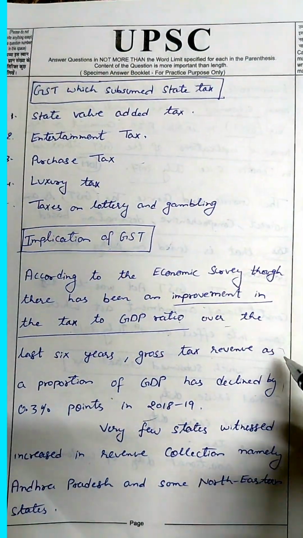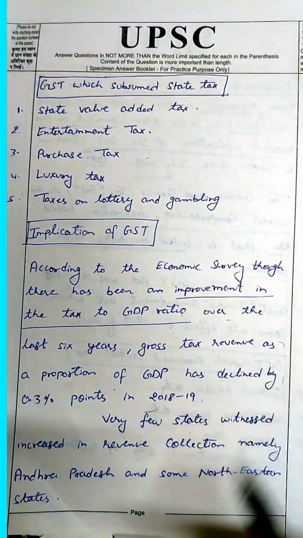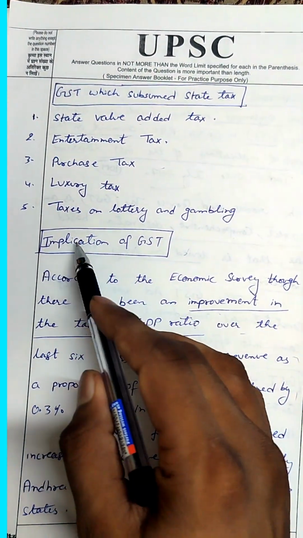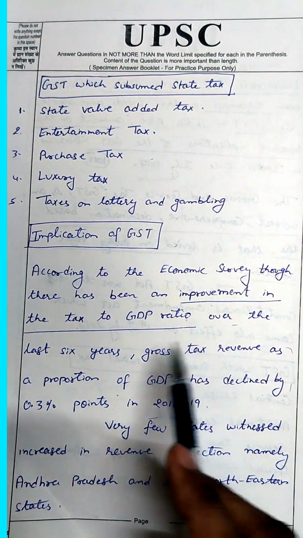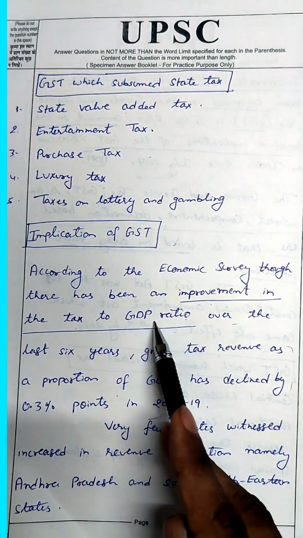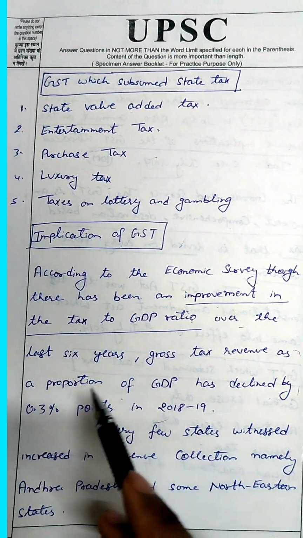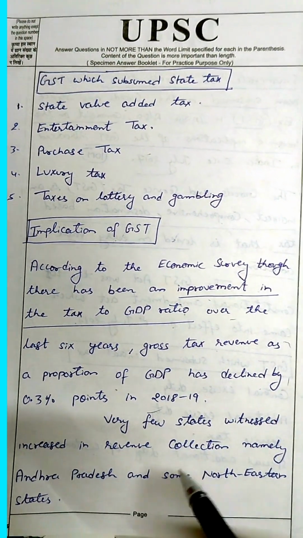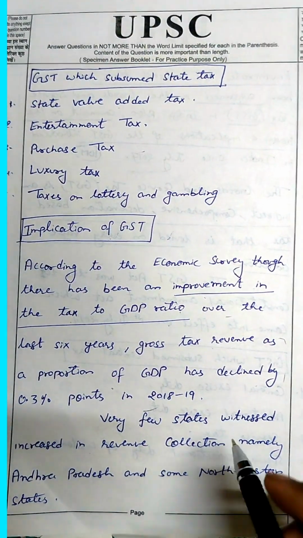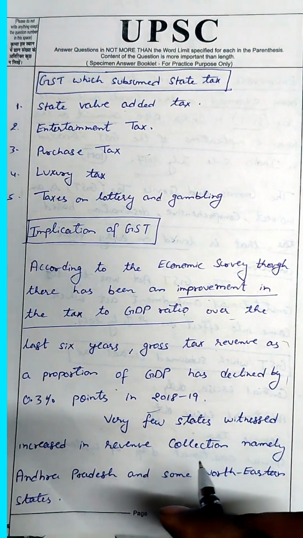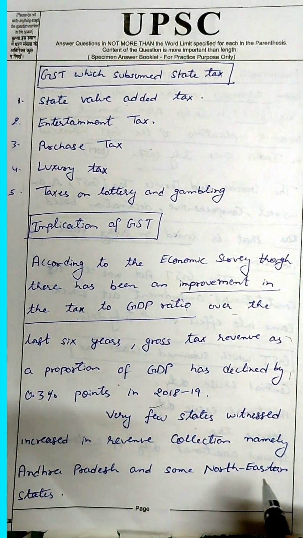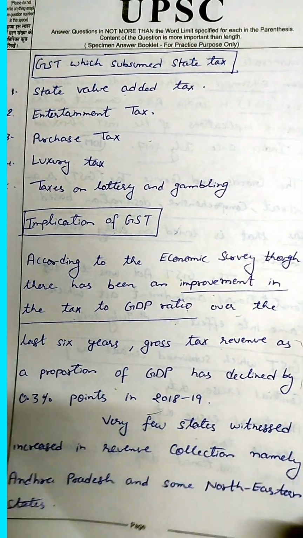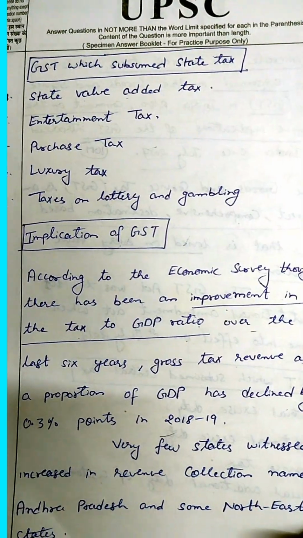So enrichment of those kinds of points will be required. Fine. Now again, the implications it is talking about. We have talked about how the ratio has increased, which is good, but these issues are coming. Then, very few states witnessed an increase in revenue collection. Generally, the revenue collection of states has decreased after the implementation of GST. Only Andhra Pradesh and some northeastern states were able to increase it, and the rest saw revenue decrease. So again, that's an implication of it.